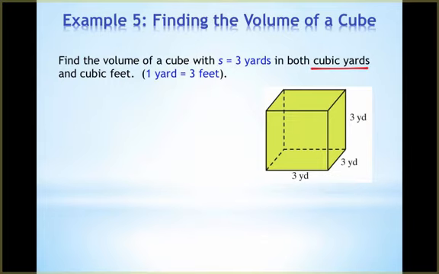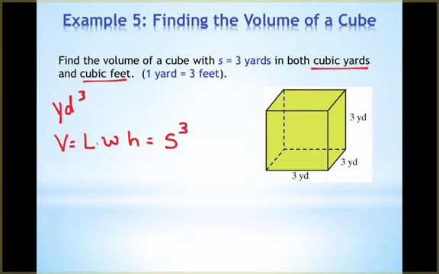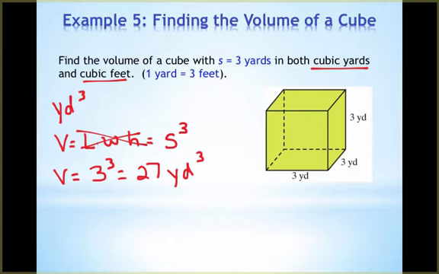In example 5, I'm going to find the volume of a cube, and they want me to find it in both cubic yards and cubic feet. So, in cubic yards, since my units are already in yards, to find the volume, it's just like doing the volume of a rectangular solid by doing length times width times height. But notice that these are all the same values. It's 3 by 3 by 3, so we could also use s cubed for a cube. So that would be 3 cubed, which would be 27 cubic yards.